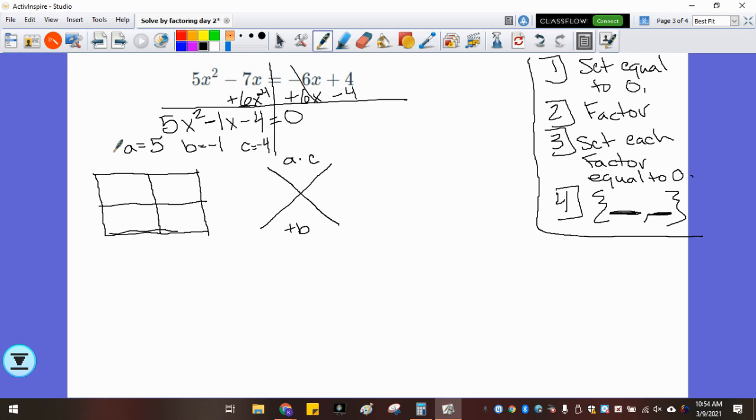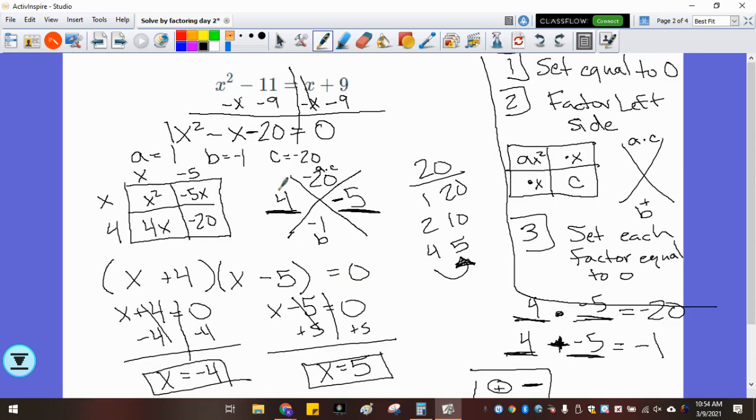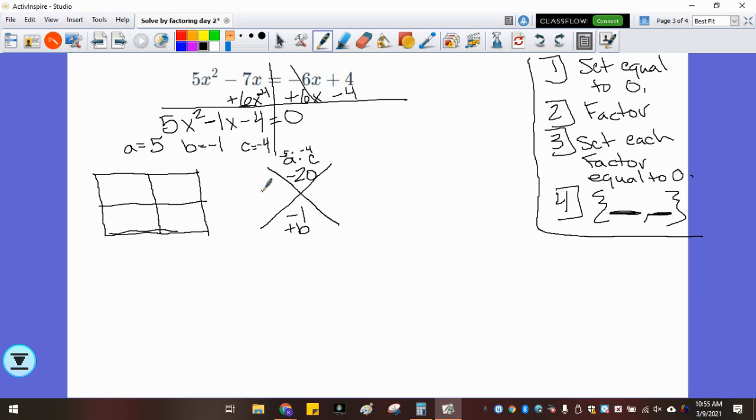Hey, we kind of already did this one. A times C, 5 times negative 4, is negative 20. So we already did that. We already know all our factors of 20 and adds to negative 1. So 4 and negative 5: 4 times negative 5 multiply to negative 20 and add to negative 1. I'm not going to waste our time doing it again if we've already done it.